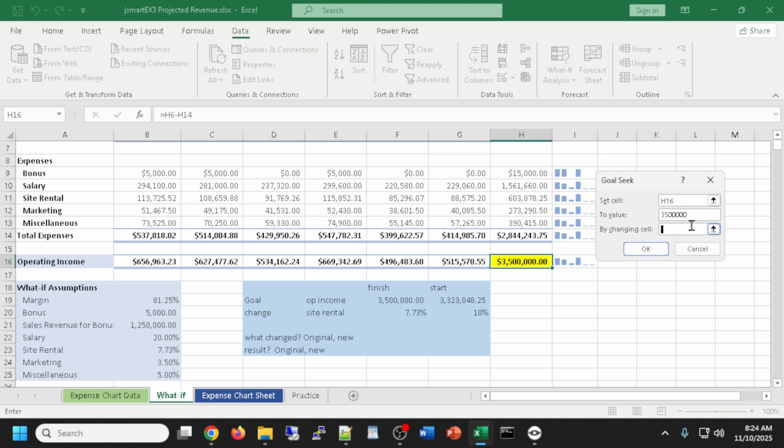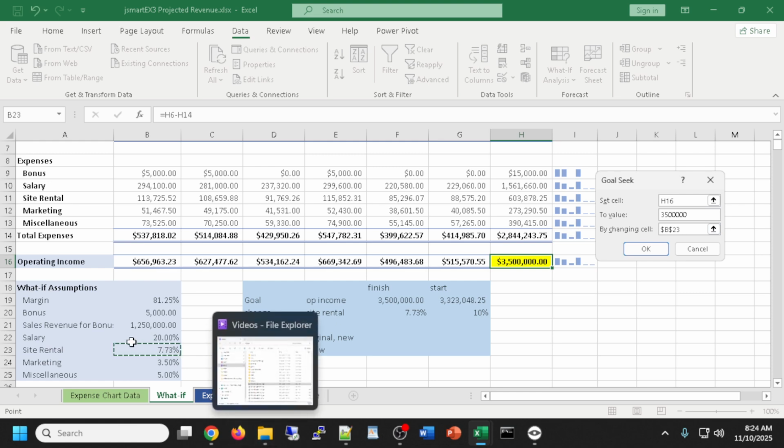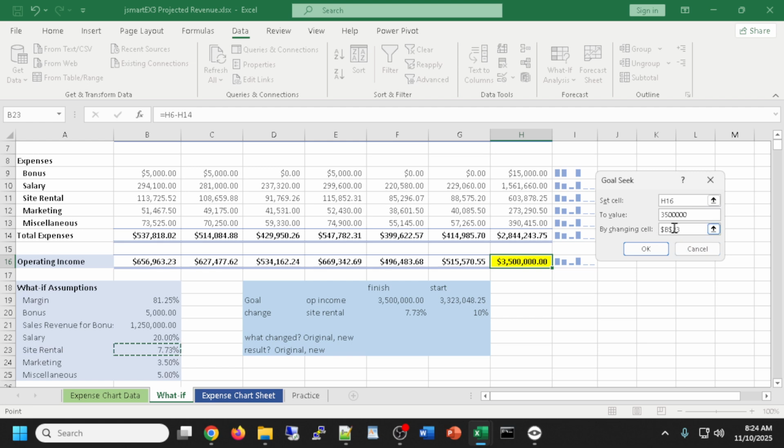And then you say in the meeting, well, what can we change? Well, how about we negotiate a better site rental? And that's when we then said, okay, Excel can change site rental until the total operating income after 6 months will be $3,500,000. And Excel then, after we clicked OK, tweaked the value of site rental until it got exactly $3,500,000 in its final value. So since I already did this, you can see it had already successfully done the goal seek.